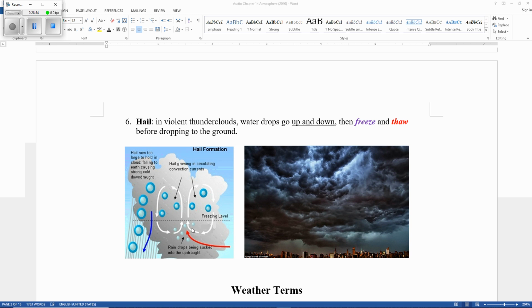So it goes up, freezes, comes down, melts down, then picks up more water droplets, then goes up again, freezes again, becomes bigger, an ice ball, then goes down, picks up more water, and up again, many times before falling all the way down. So that's why the ice ball falls down. We call it hail.